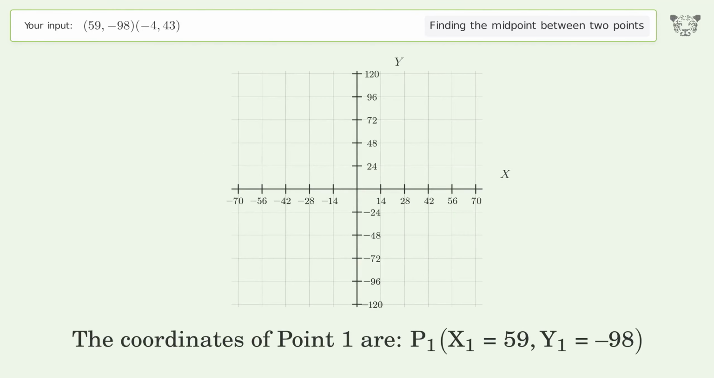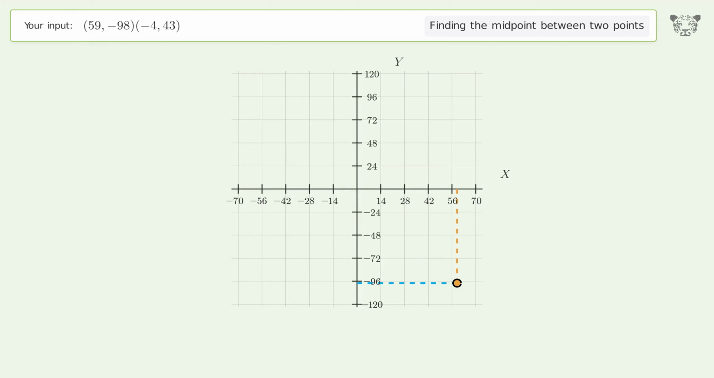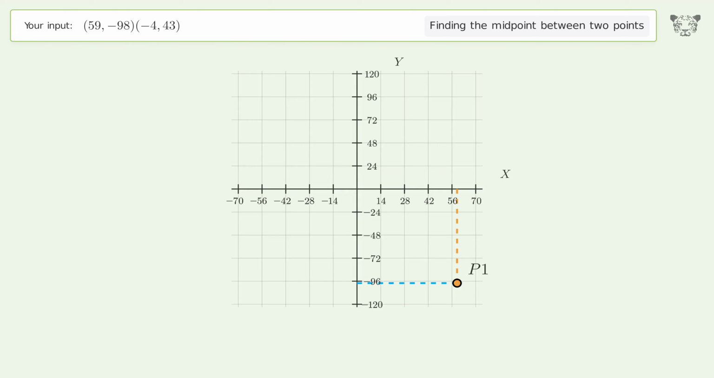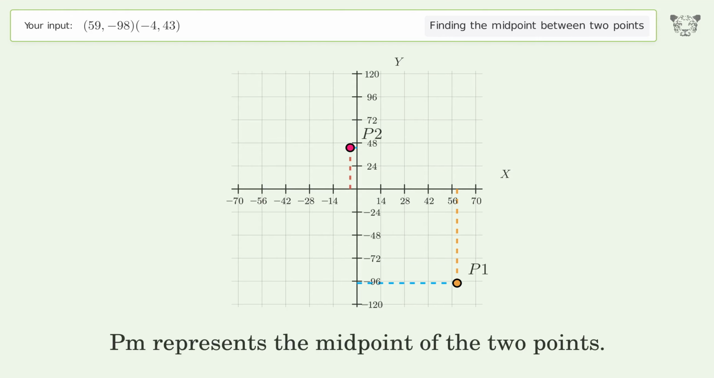The coordinates of point 1 are x1 equals 59, y1 equals negative 98. The coordinates of point 2 are x2 equals negative 4, y2 equals 43. PM represents the midpoint of the 2 points.